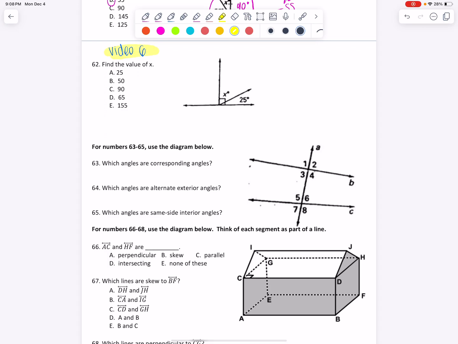Welcome to video 6, number 62. Find the value of x. This seems to be a common theme. I could put this on a t-shirt for all geometry teachers.